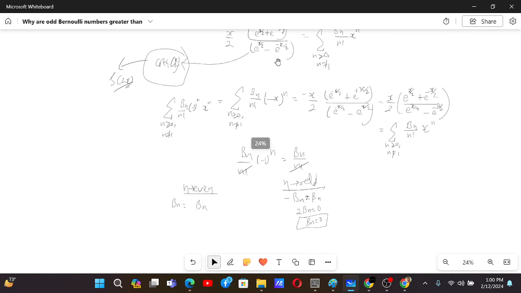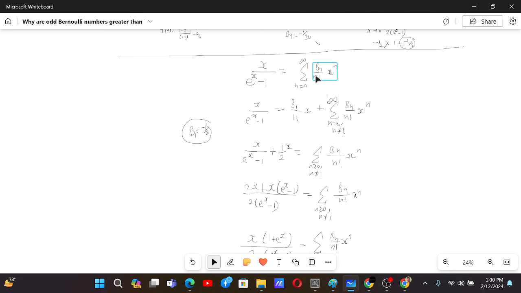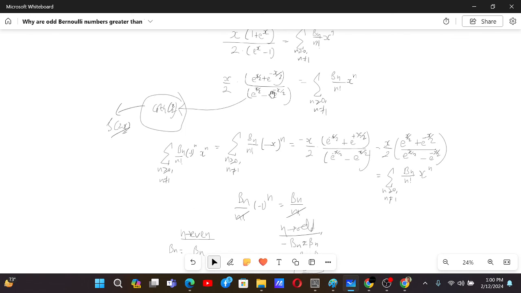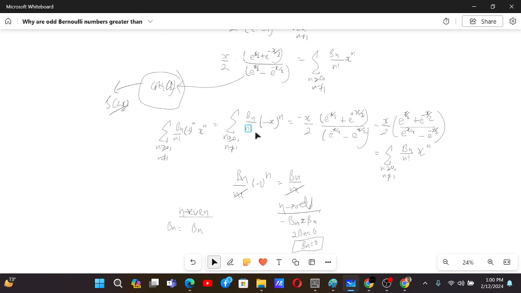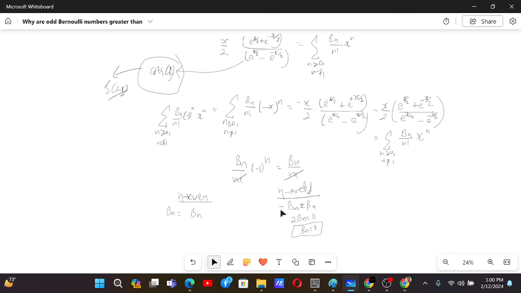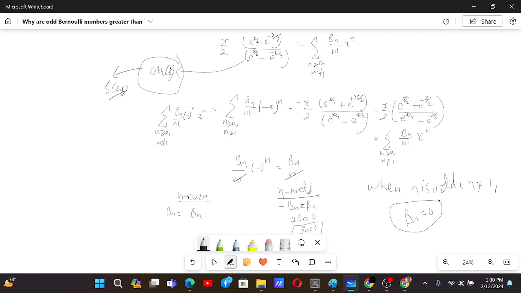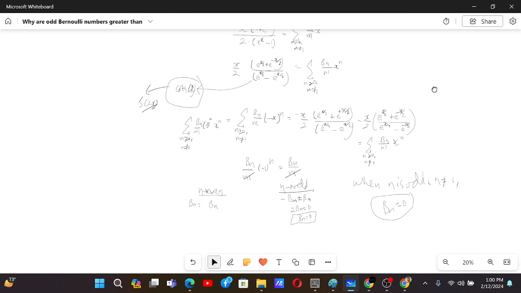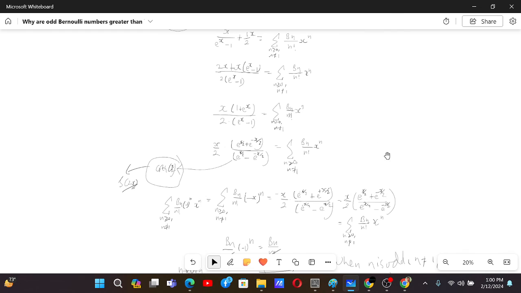So due to taking out the only case where it was not 0, we got a function that was even, and due to the evenness of this function we got that bn times minus 1 to the power n equals bn, and for odd numbers we had negative bn equals bn, so 2 times bn equals 0, so bn equals 0. So that means that when n is odd and n is not equal to 1, our bn will be 0. And we proved this simply by excluding a case and then turning it into an even function.